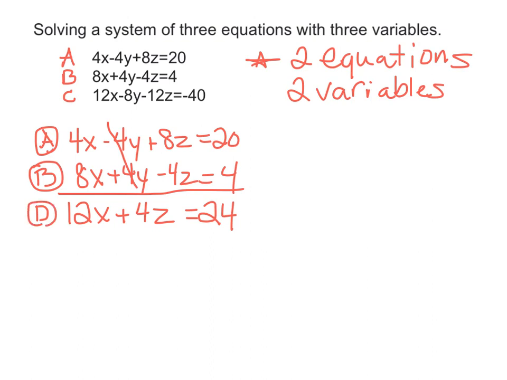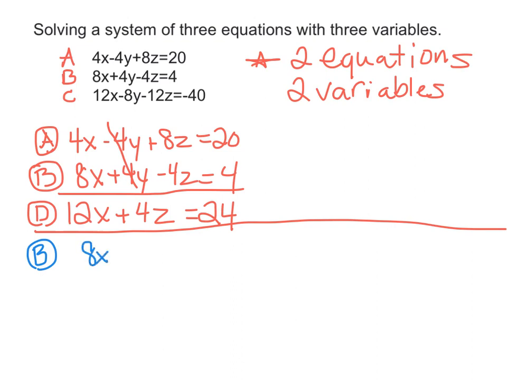Okay, so I did that. Now I want to do that again, and I want to get another equation. And that equation I also want to get in terms of two variables, and I'd like to get it in terms of the same two variables. So if you look at D, D has just x's and z's. I want to get another equation that also just has x's and z's. So this time I'm going to pick equation B. So I'm going to write it down, 8x plus 4y minus 4z equals 4.